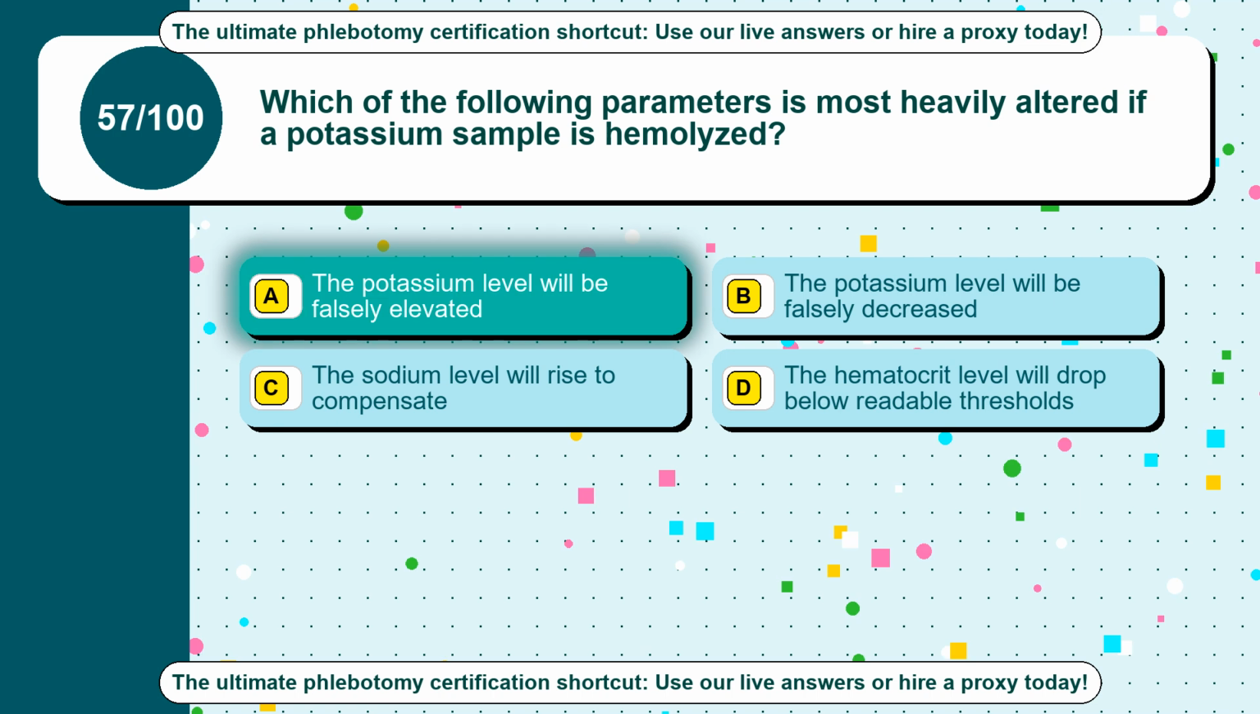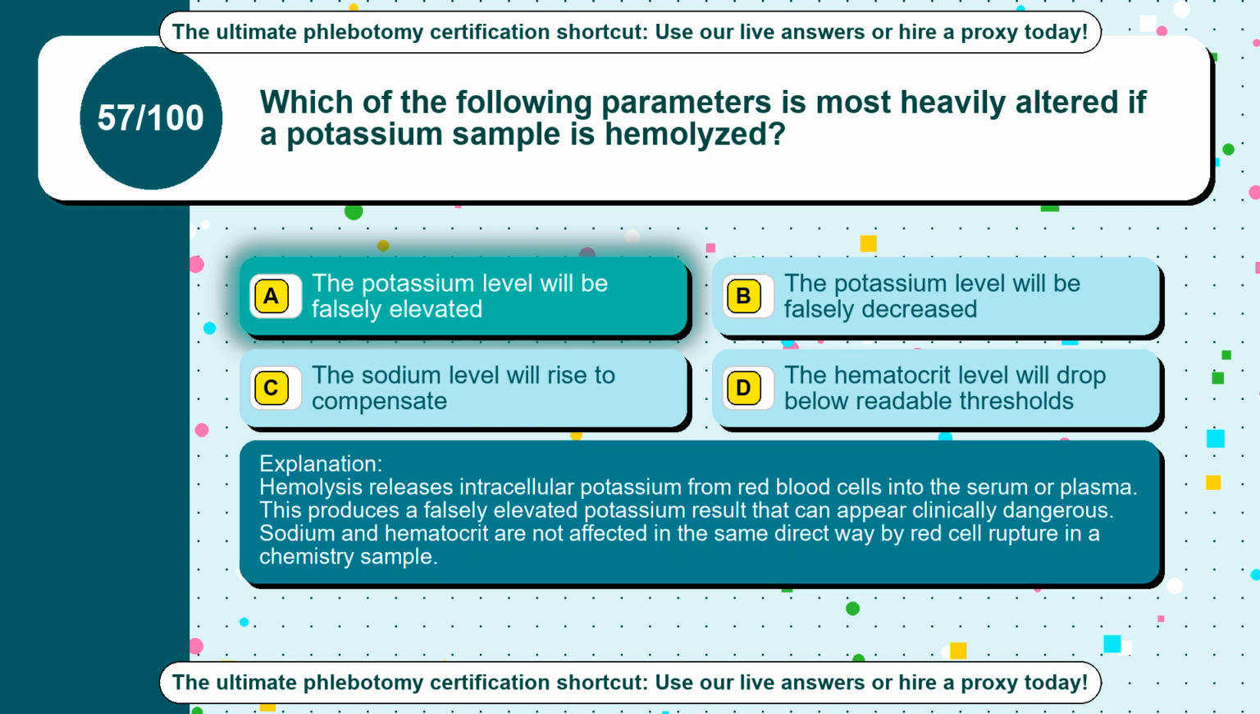The correct answer is option A. The potassium level will be falsely elevated. Hemolysis releases intracellular potassium from red blood cells into the serum or plasma. This produces a falsely elevated potassium result that can appear clinically dangerous. Sodium and hematocrit are not affected in the same direct way by red cell rupture in a chemistry sample.